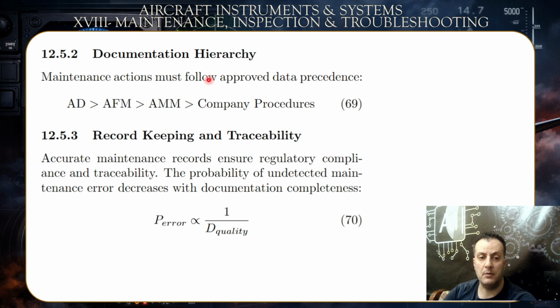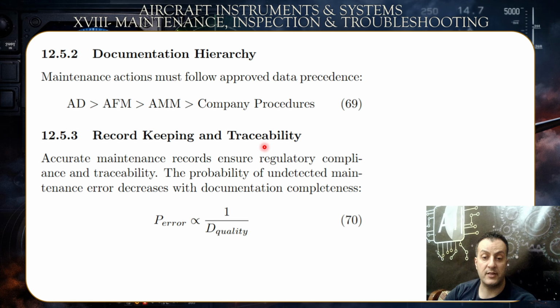Documentation hierarchy. Maintenance actions must follow approved data precedence: AD greater than AFM, greater than AMM, greater than company procedures. This is the sequence of priority for actions to be taken. First document to qualify as a guideline for maintenance, then AFM, then AMM, etc.